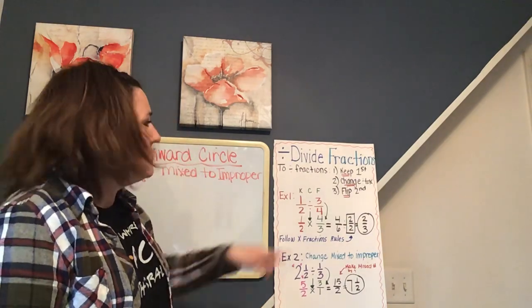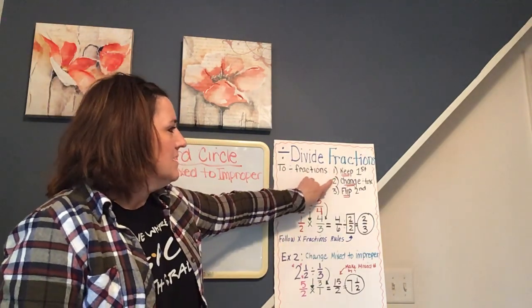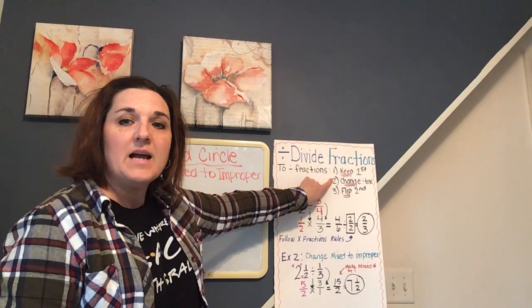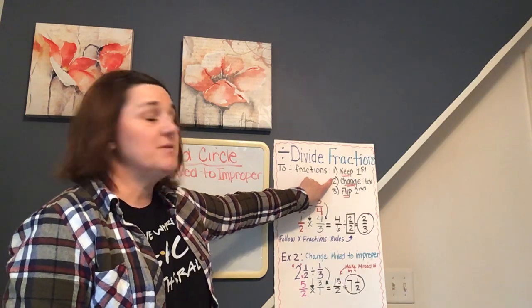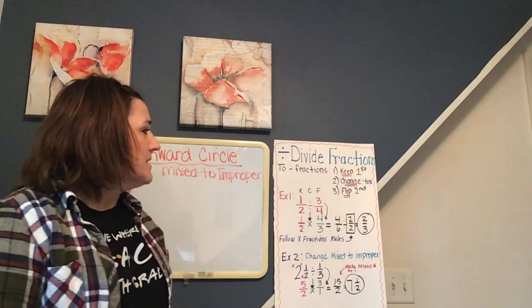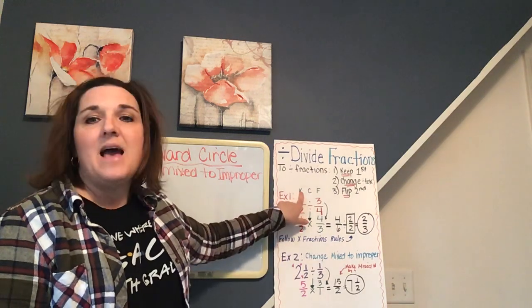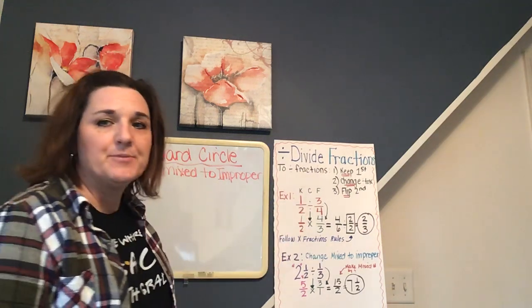The first step is to keep the first fraction. You're going to change the second, or the sign, to multiplication from division, and then you're going to flip the second fraction. So it's KCF. KCF is what you're going to remember.